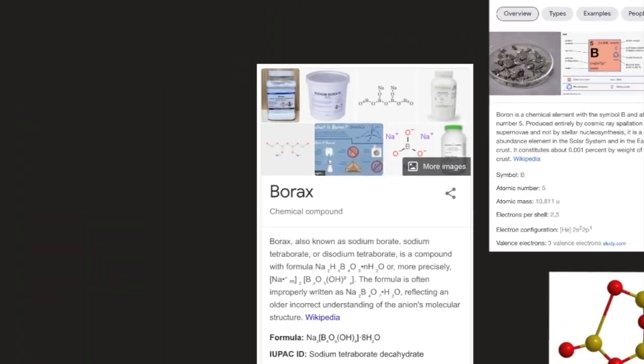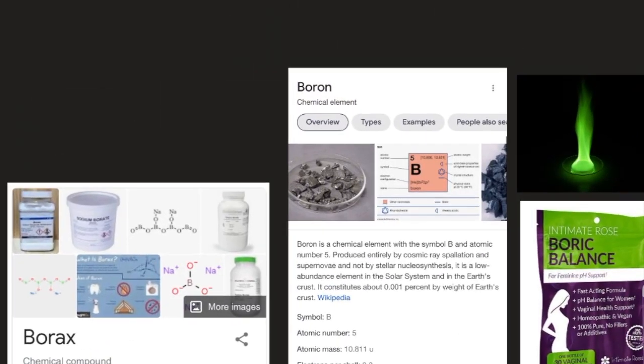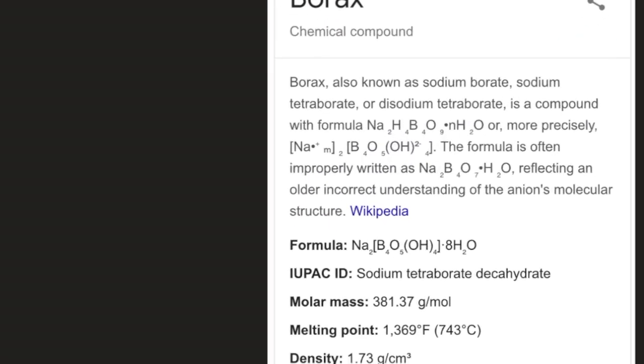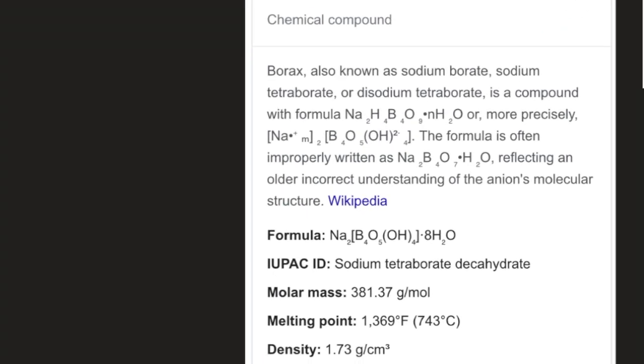So boron and borax, what's the difference? Boron is an element, and borax is an oxidized version of boron, which simply means that it's combined with another metal, it's combined with the metal sodium, it's combined with the metal hydrogen, and it's oxidized because it has oxygen.